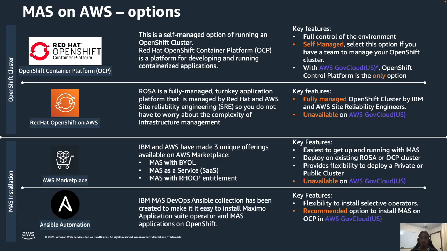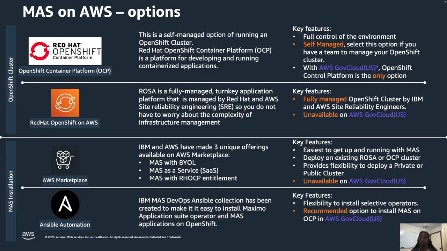The second option of installing MAS on an OpenShift cluster is using the Ansible automation. So IBM has actually developed a MAS DevOps Ansible collection and made it available through the Apache license on GitHub. Customers can actually download this MAS DevOps Ansible collection and install MAS on the OpenShift cluster that they have chosen. You obviously get a lot more flexibility because you yourself are handling the components and selecting packages and operators that you're actually installing on OpenShift. So that's the added benefit.